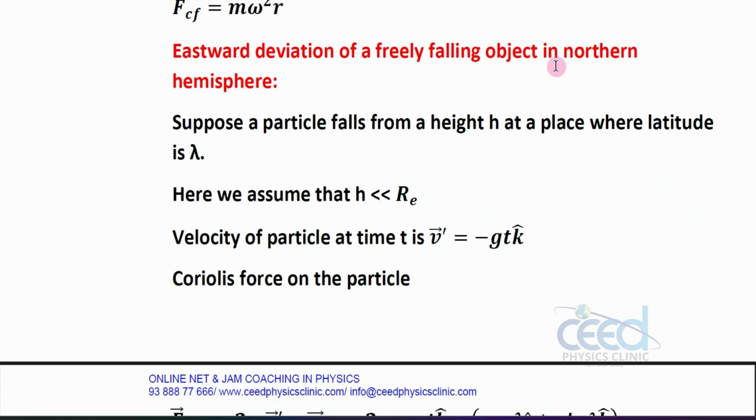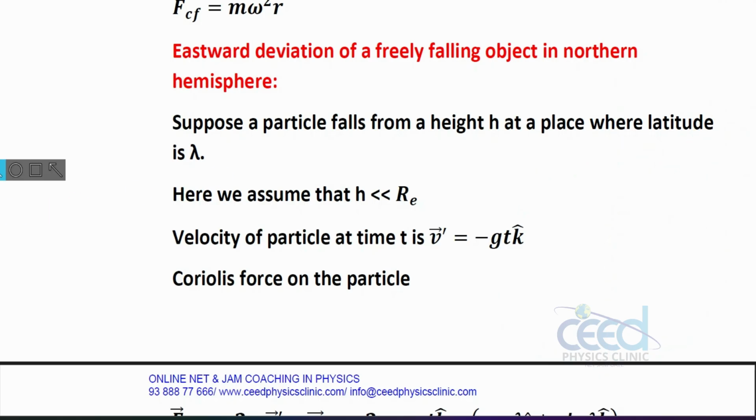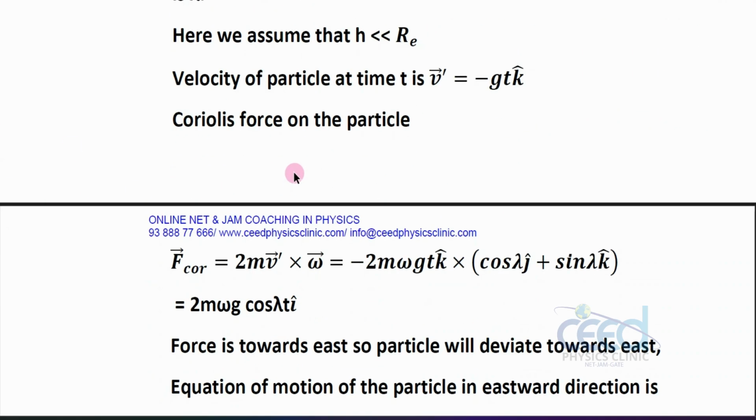Now let us go to eastward deviation of a freely falling object in northern hemisphere. Okay, so we studied Coriolis force. What we studied, one object freely falling. That time it will deviate in the eastward direction, I cap direction. That we seen that Coriolis force. Now, how we can derive an expression for this? Now let us think about this.